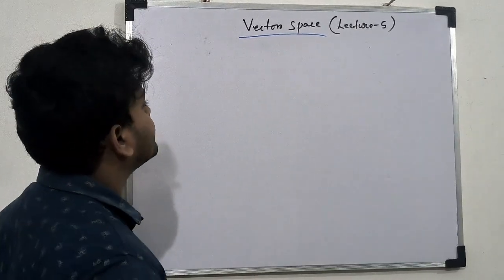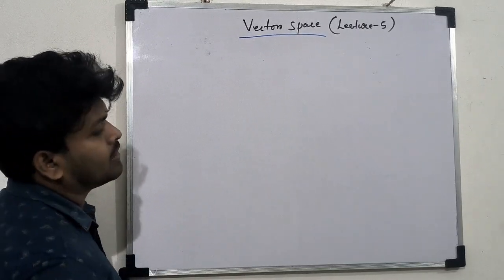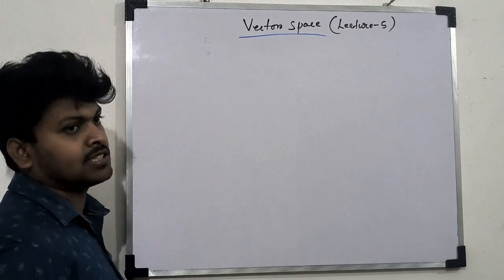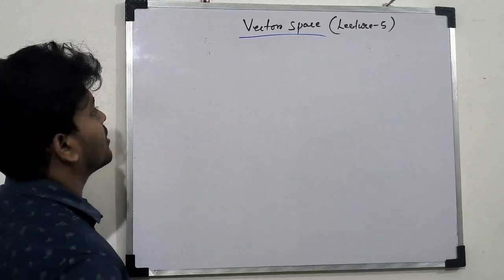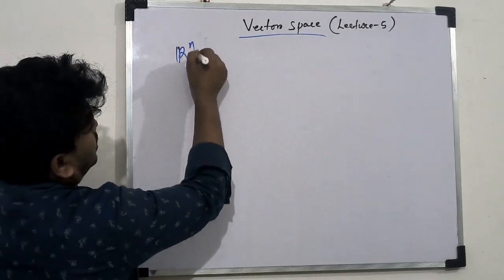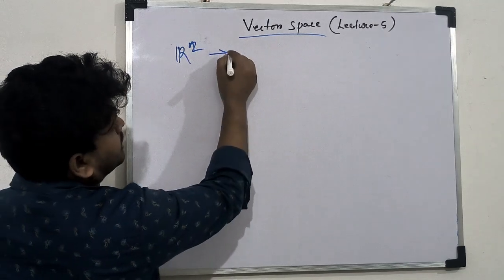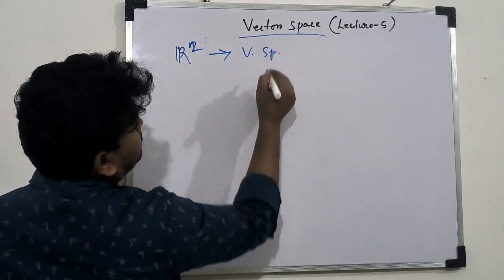Let us take some examples of vector spaces and the basis of the vector space. So first consider R^n with n equal to 2. So this is a vector space.